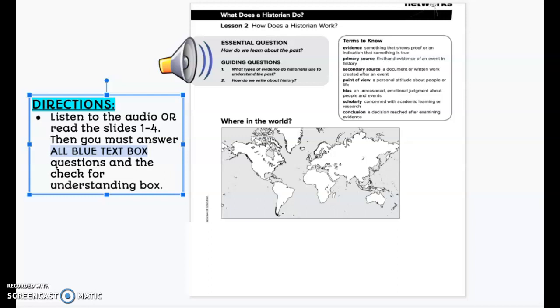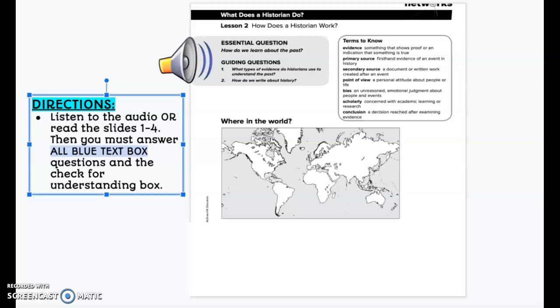Lesson 2. How does a historian work? Essential question. How do we learn about the past? Guiding questions. What types of evidence do historians use to understand the past? How do we write about history?